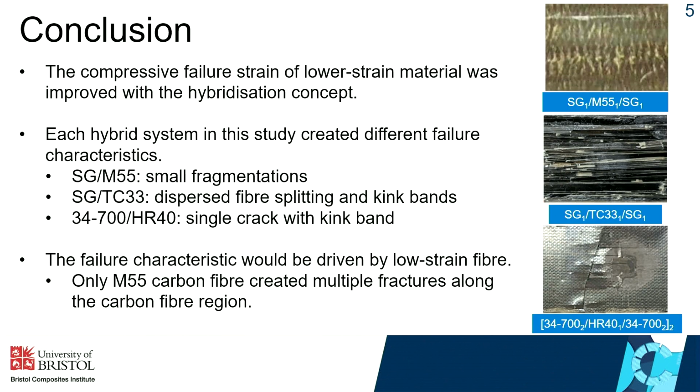As some conclusions from this presentation, I found that the composite failure strain of low strain material has been improved with the hybridization concept. The second key point is that each hybrid system in this study creates a different failure characteristic. As you can see on the right-hand side, the M55J hybrid creates fragmentation, the TC33 hybrid composite creates fiber splitting and delamination, including kink band, and the last one has just a single angle crack with evidence of kink band. And again, the failure characteristic would be driven by the low strain fiber. There is only one hybrid system, the M55J hybrid composite, that creates fragmentation in this material.